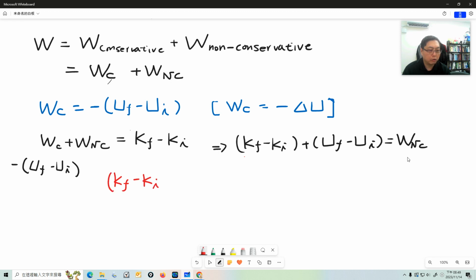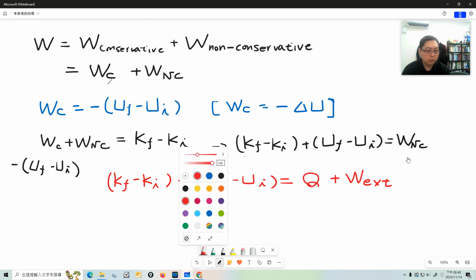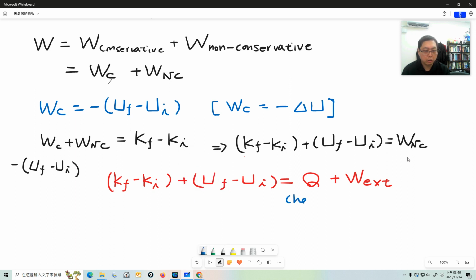Finally I will write the energy conservation equation like this: KF plus UF minus KI minus UI equals Q plus the work done by the external force. Q here is heat, and W_ext is the work done by the external force.